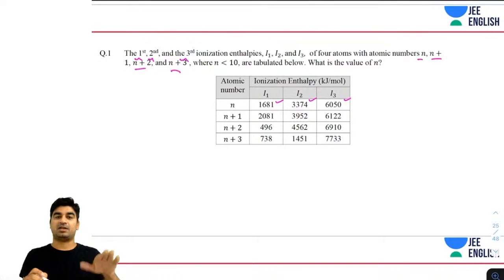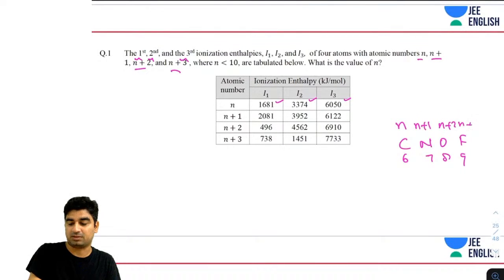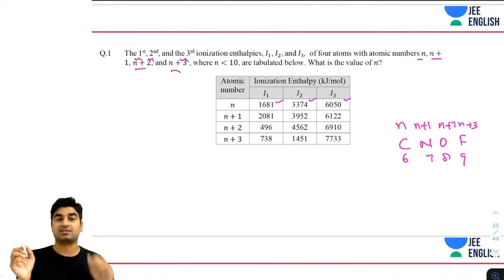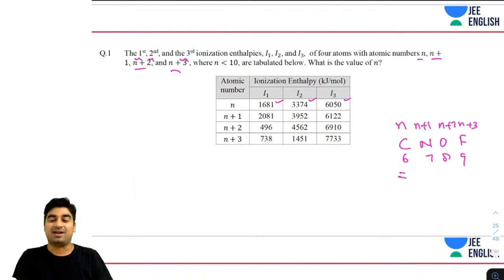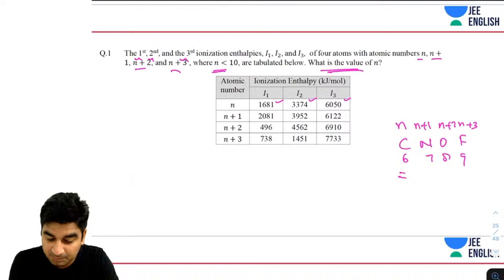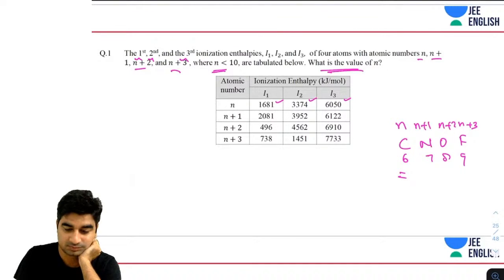In the periodic table, they are consecutive atoms, like we have carbon, nitrogen, oxygen, fluorine. Suppose it is having atomic numbers 6, 7, 8, 9: n, n plus 1, n plus 2, n plus 3. Are you getting my point, guys? Where n is less than 10. So I have just taken some value, n will be less than 10. What is the value of n? So guys, just observe the trend.